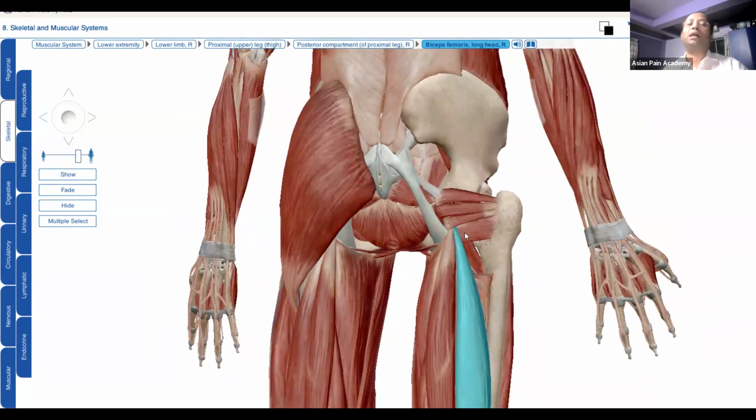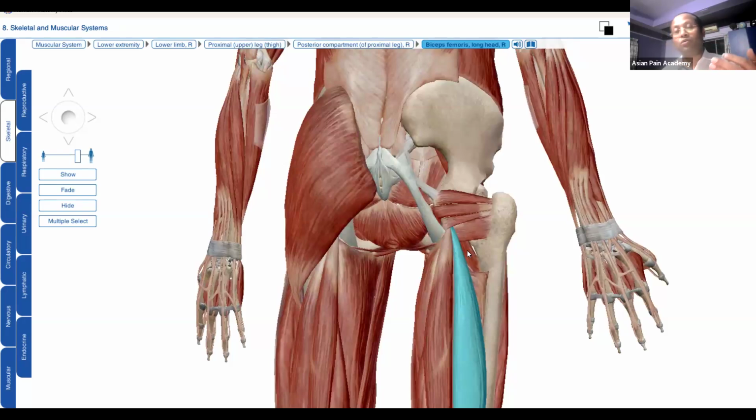So when we see the ultrasound of the hip from the posterior side, we put our probe at these 4 positions.